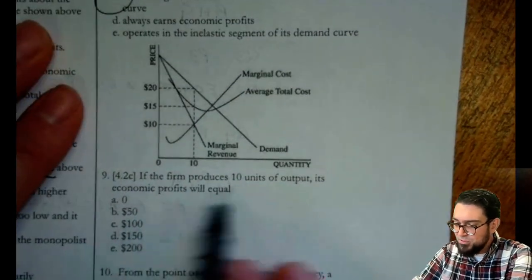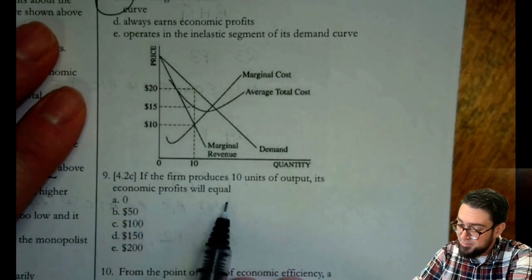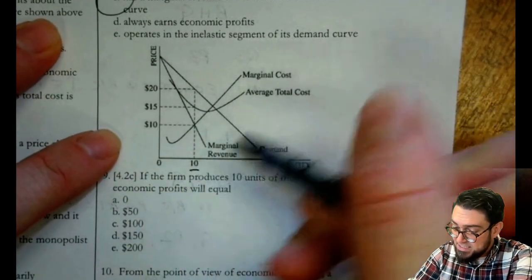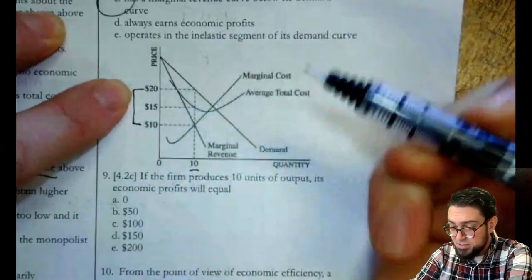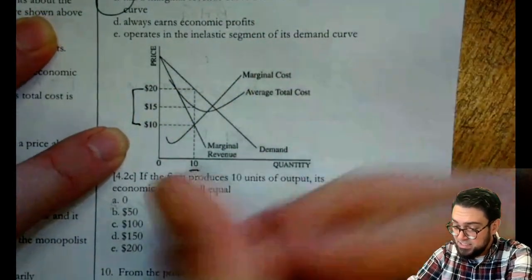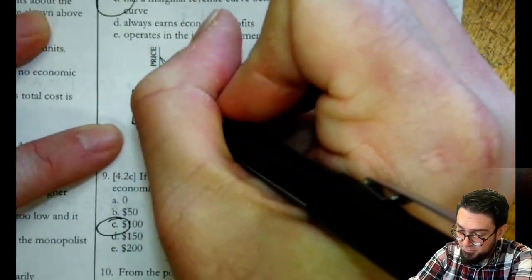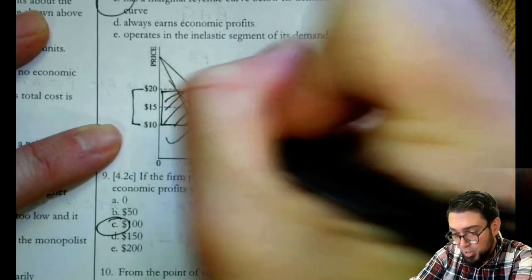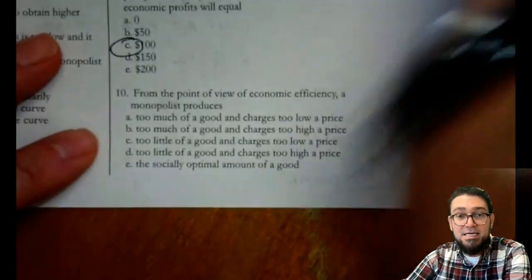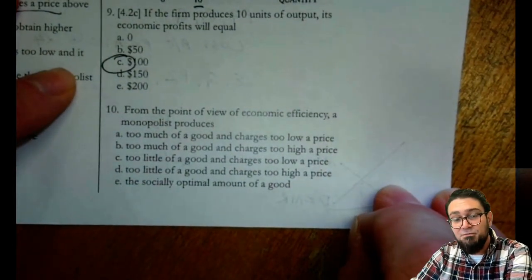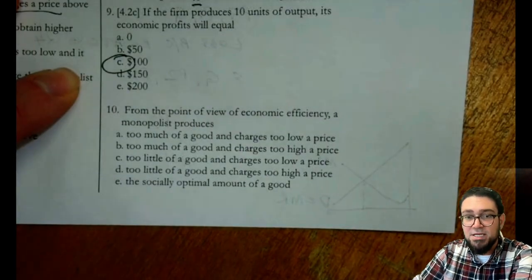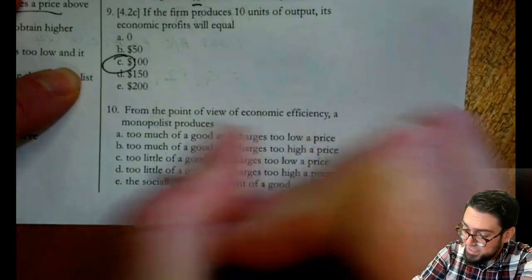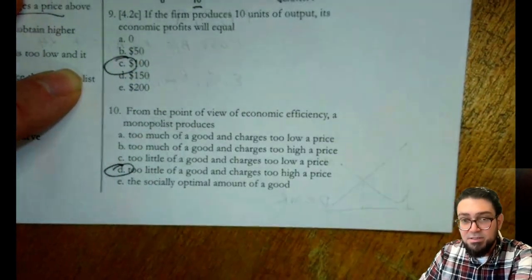Number 9, if a firm produces 10 units of output, its economic profit equals how much? So at 10, the height here, 20 minus 10 is $10, times 10 is 100. So the area of profit is this rectangle right here. Boom, boom, boom. And then last but not least, number 10, from a point of view of economic efficiency, a monopolist produces too little of a good and they charge too high of a price. And so that's going to be answer D.